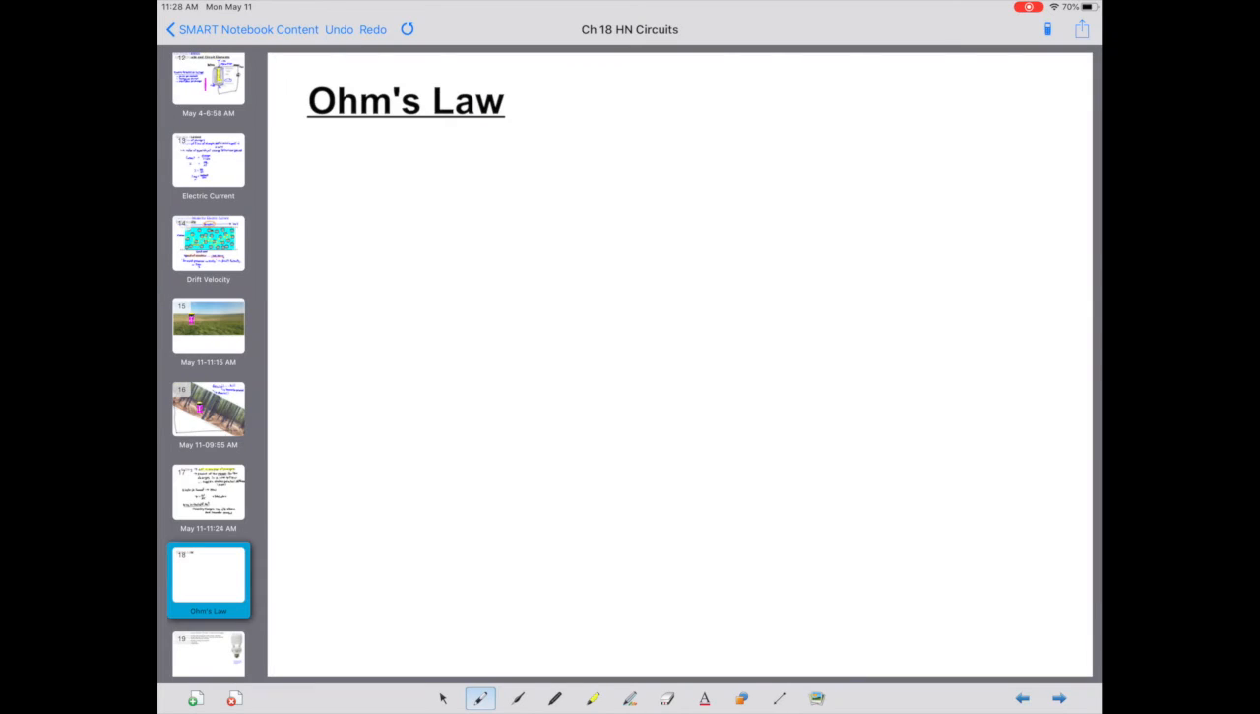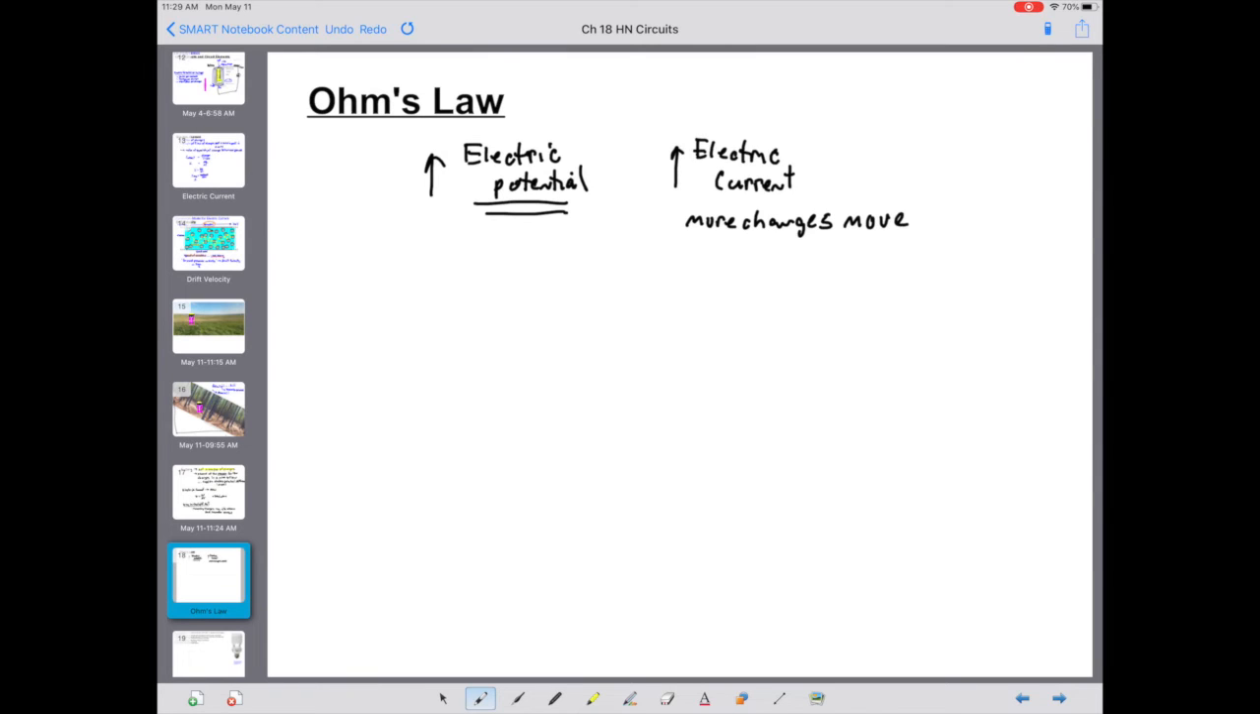One more piece I want to throw into the picture, and that's Ohm's law. And this brings together our electric potential and our electric current. The more electric potential, when this becomes greater, that means that you're going to motivate more charges to move. You're going to have a higher electric current. And these are proportional to each other. We have a direct proportion or a linear relationship.